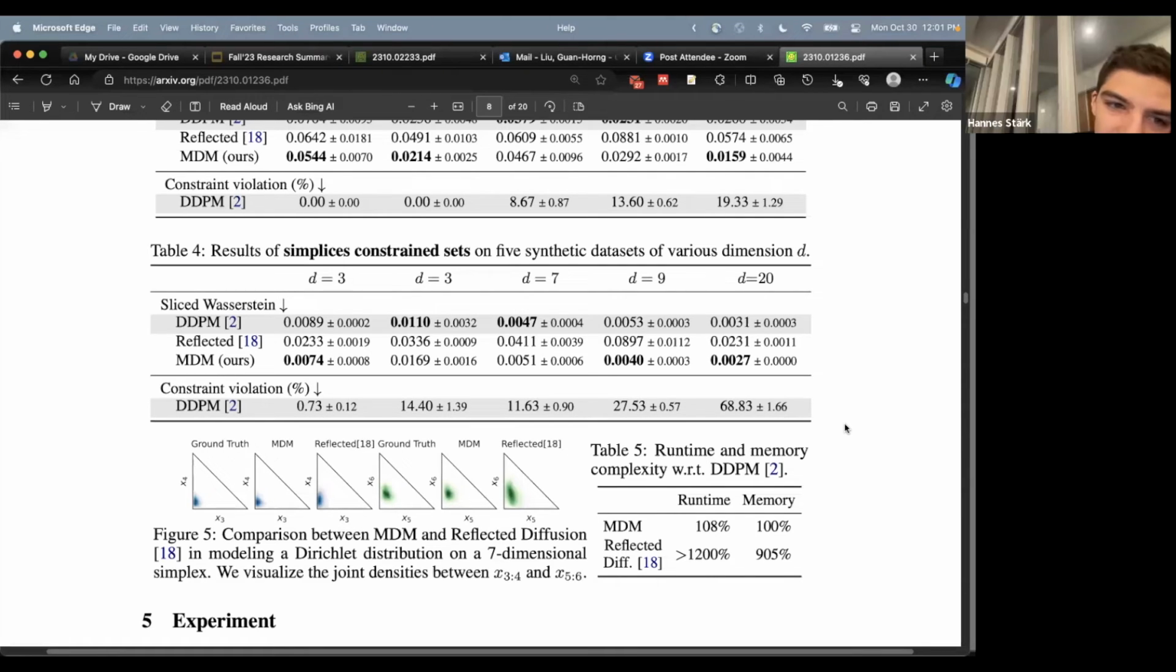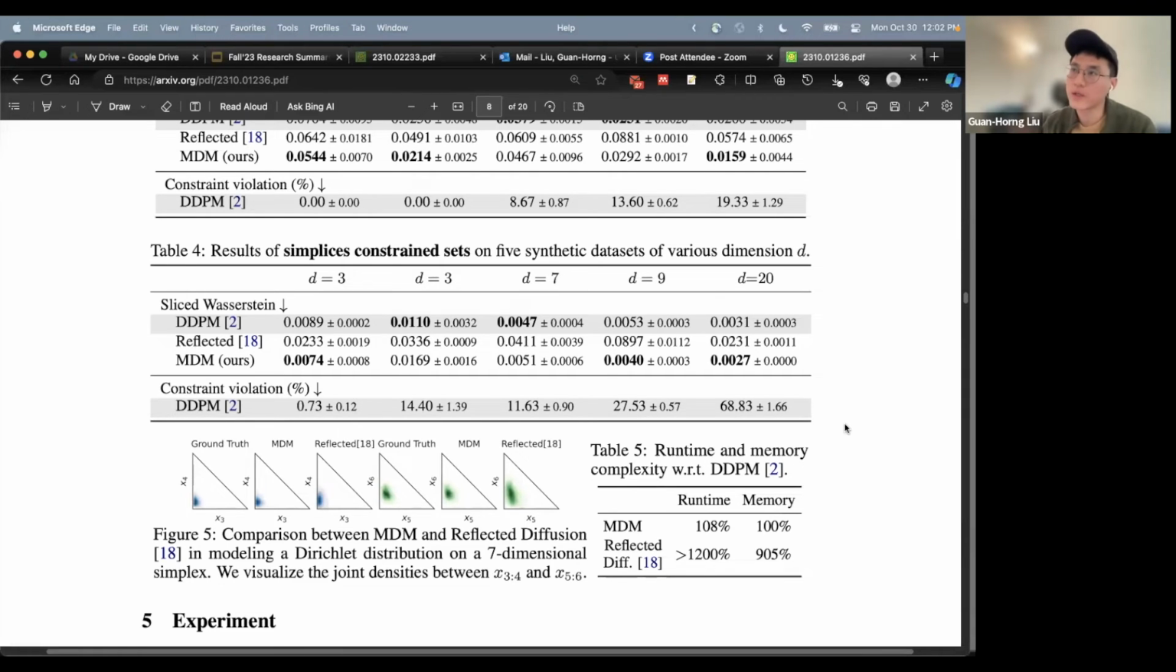What's this sliced Wasserstein metric? Is this some distribution? Okay, so you take some slices and then you calculate the Wasserstein distance between the distributions on those slices? Right, so sliced Wasserstein is a slightly more robust metric when we move to higher dimensions. But I have other metrics, including the Wasserstein one, in the appendix. I just show this one here. I have other metrics, and the trends stay the same.